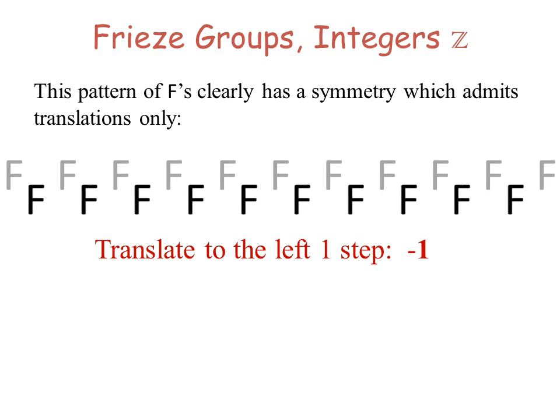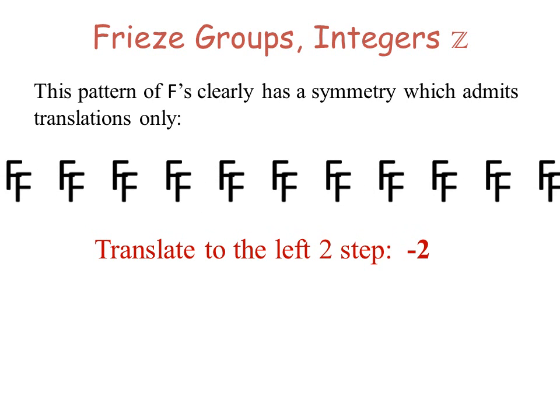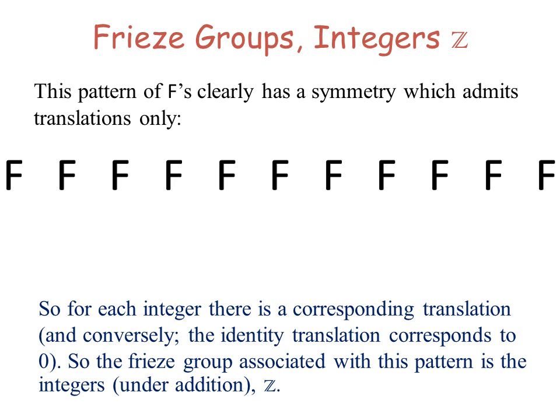Starting over, we can translate to the left 1 step. We associate this with integer -1. We can translate to the left 2 steps. We associate this with integer -2. So, for each integer, there is a corresponding translation, and conversely. The identity translation corresponds to 0. So the Frieze group associated with this pattern is the integers under addition.